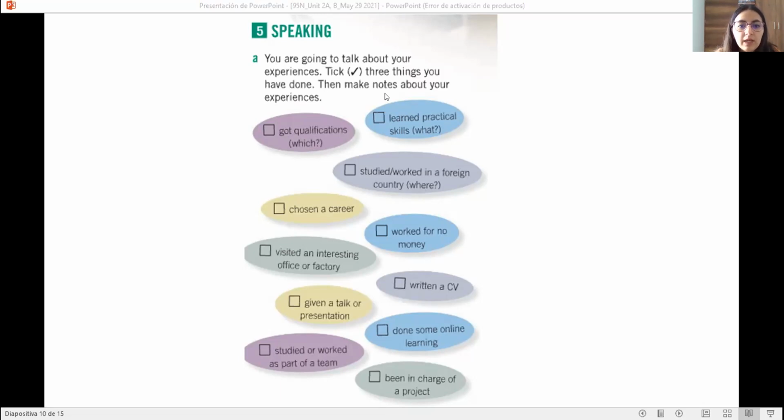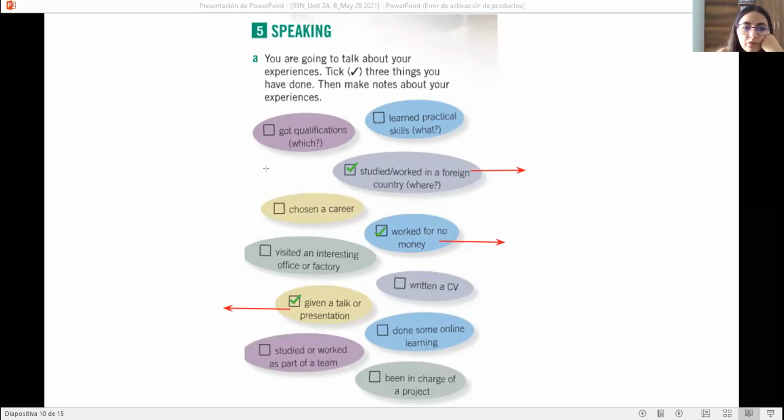For example, let's make an example. Vamos a hacer un ejemplo. Let's say that I want to choose this one, this one, and let's say this one, okay? Let's think about this. I chose 3 options, 3 of these options. Let me just make an example. You're going to make some notes so it will be easier for you to answer later, okay?